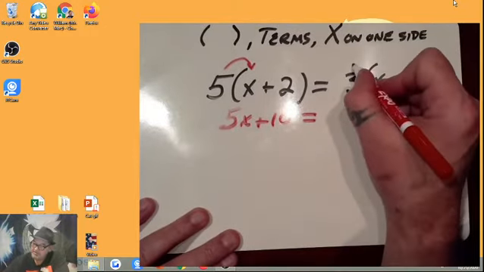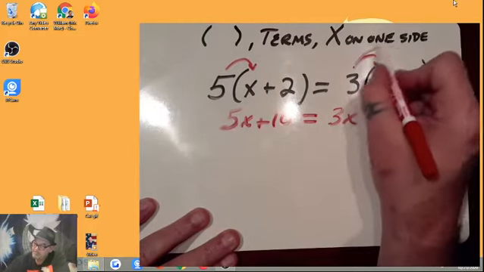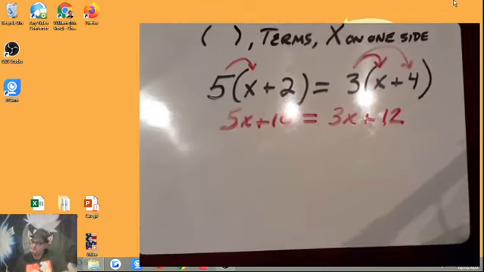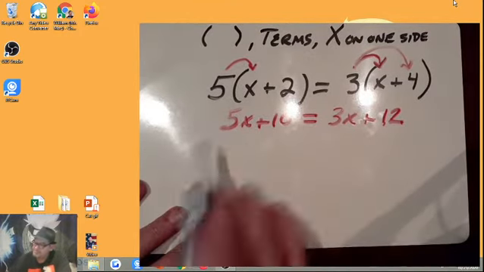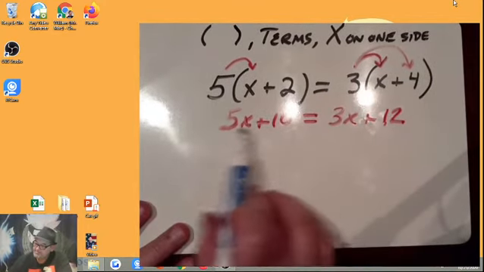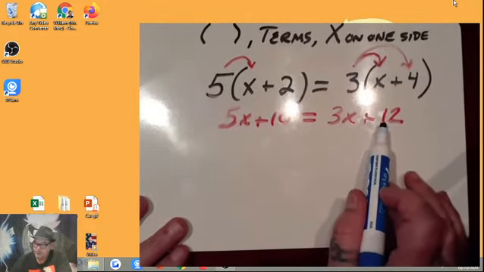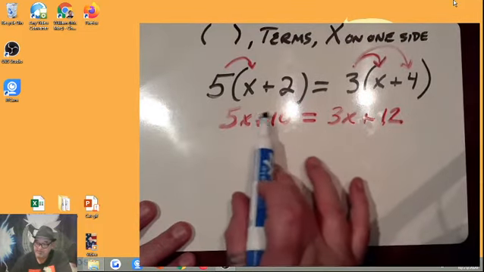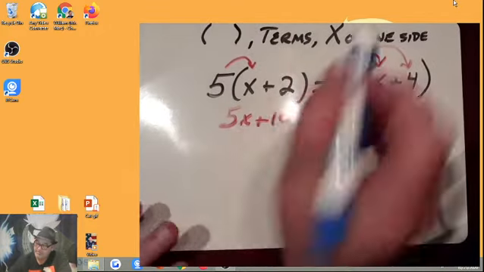Equals, and let's do the same thing over here on the right. 3 times x is 3x. 3 times 4 is positive 12. All right. So I got rid of my parentheses, and I'm left with this. What do we check for next? Combining like terms. Can I combine like terms here? Well, on each side I only have one group of x's and one group of numbers, so I can't do it there. We don't have to do that step.